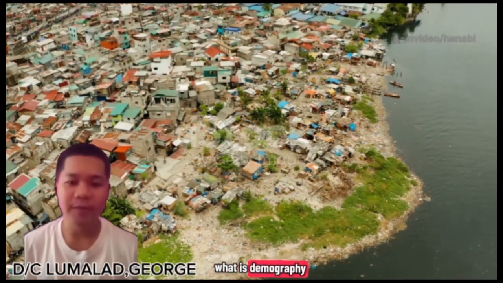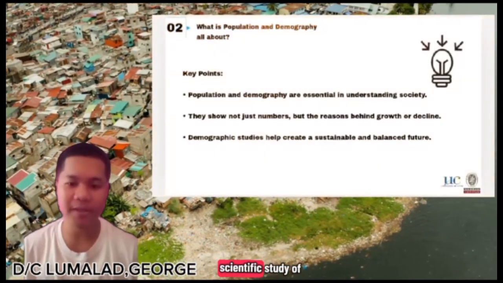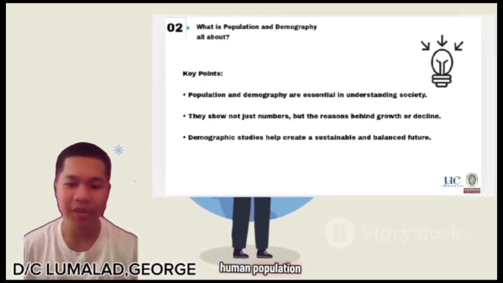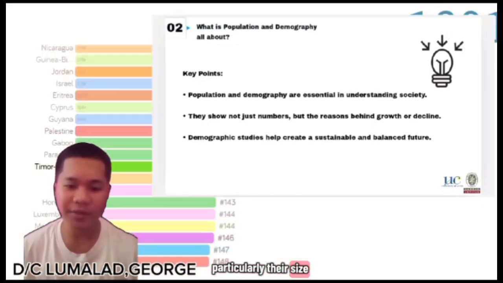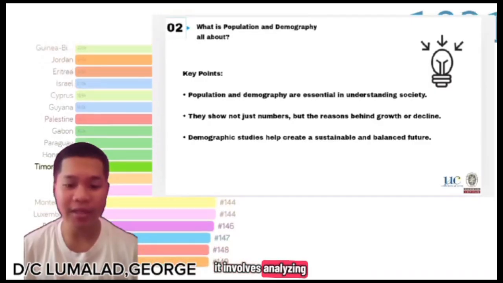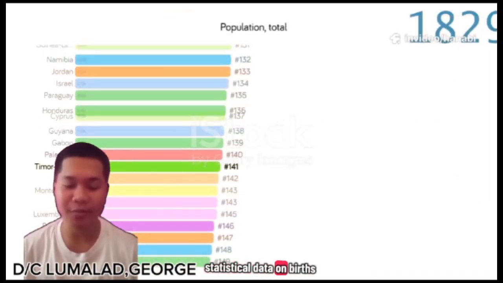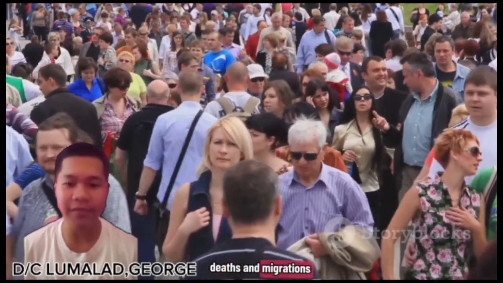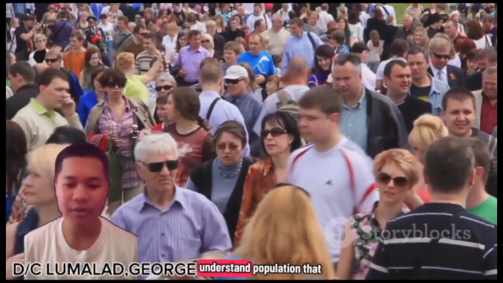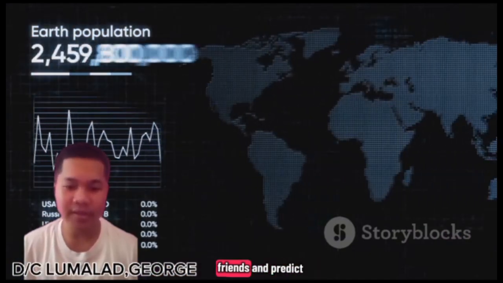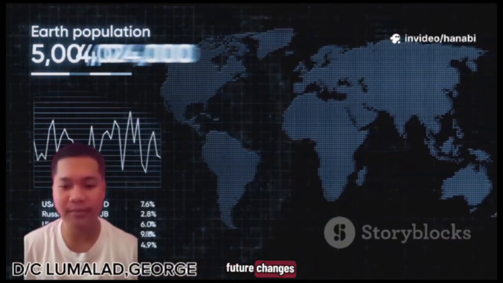What is demography? Demography is the scientific study of human populations, particularly their size, structure, and development over time. It involves analyzing statistical data on births, deaths, migration, and aging to understand population trends and predict future changes.